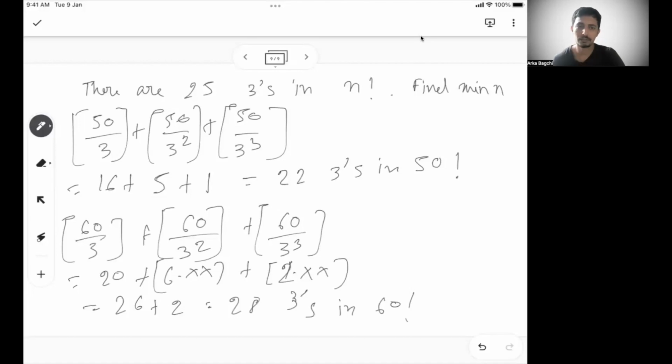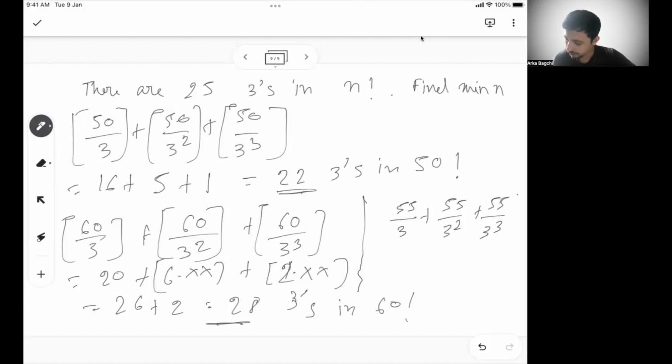Now you can just take an example. I can see there are 28 and then there are 22, so I need to see how many of them are in 55. That way you can keep narrowing down and get the number. For 55, I do 55 by 3, 55 by 3 square, 55 by 3 cube, taking the box values. That is 18, 9 gives 6, and 27 gives 2. So here I can get 26 threes.